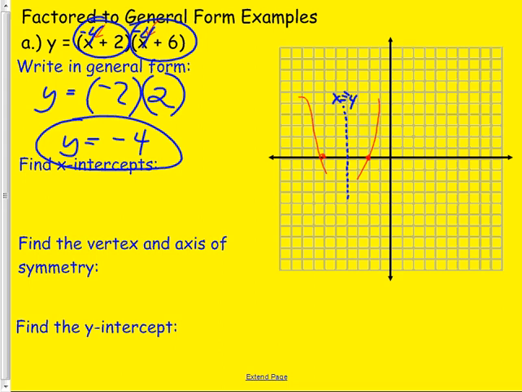It tells you where the vertex must be. Go down 4. 1, 2, 3, 4. It must be right there. That's where the vertex is, the most important point in the parabola. Did you get that? All right, so the vertex is at -4, -4. And the axis of symmetry is that dotted line that runs right down the middle of them. Right there, x equals -4.